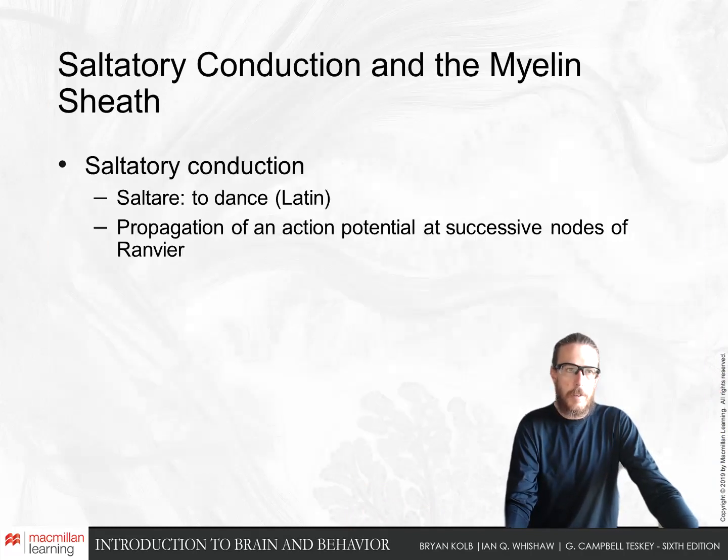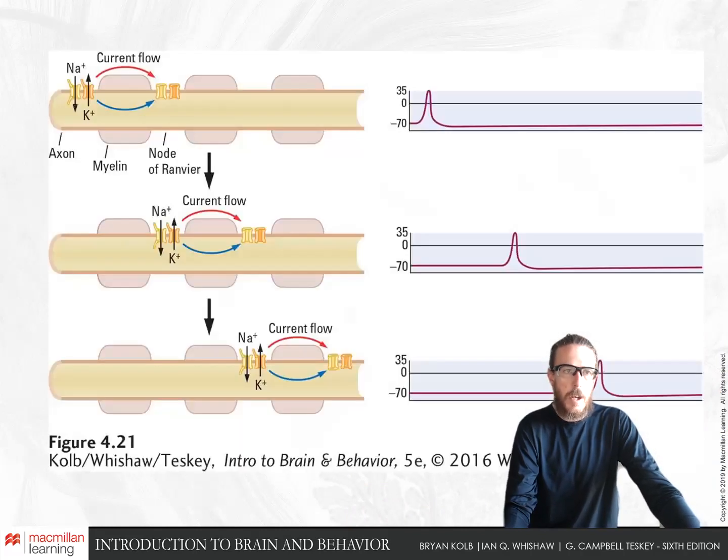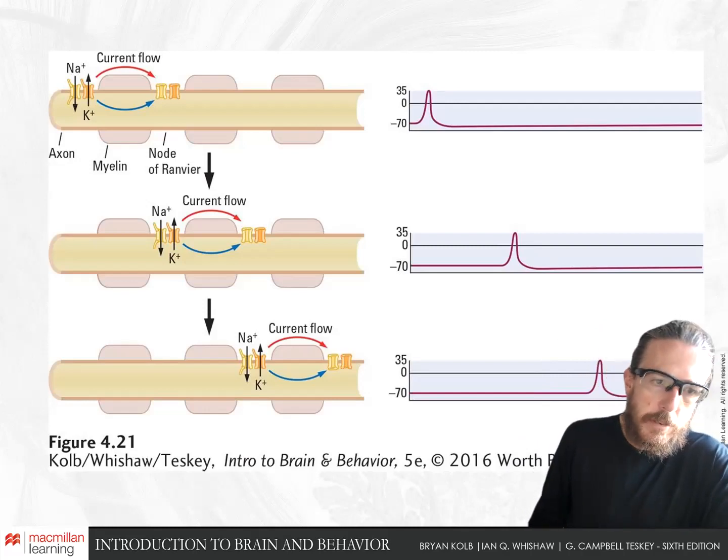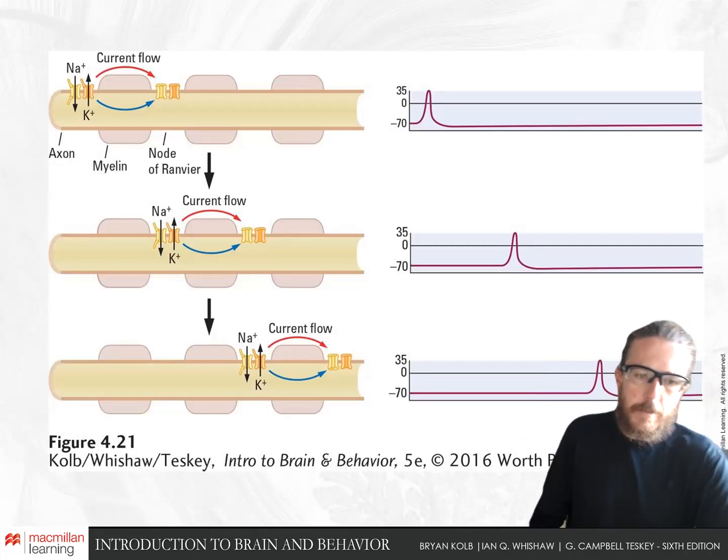So we talked about saltatory conduction, or the dancing between each of these successive nodes. As the sodium comes in and potassium leaves, that change in current flows over to the next node of Ranvier and opens the voltage sensitive channels in the next node, transmitting this wave down the axon. And it's unable to go back the other way because of the refractory period.